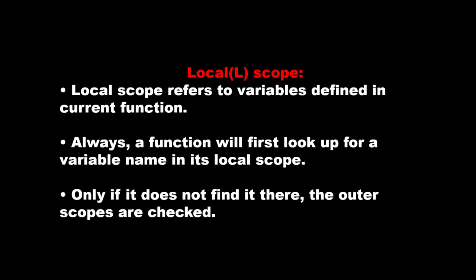So, in a program, the function will always be looking for the local scopes, where the variables are declared within a function or a class. If any variable is not declared in the local scope, only then will it check the other scopes. The innermost scope which is available is the local scope.